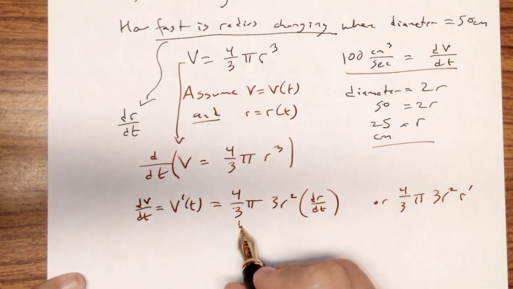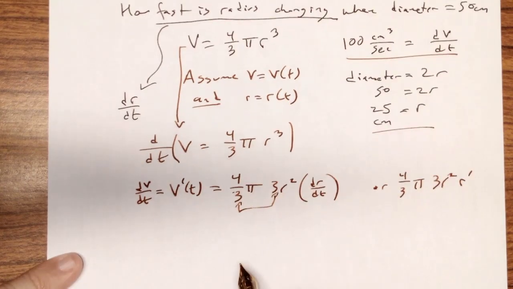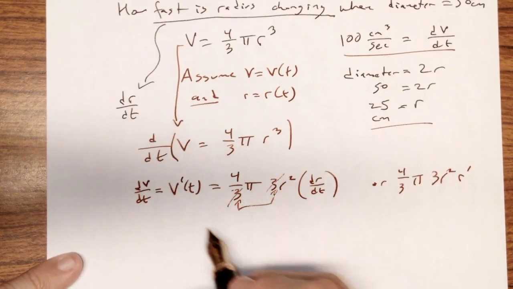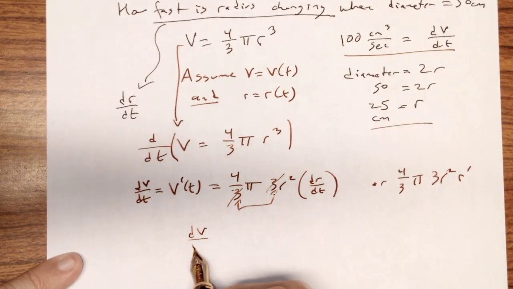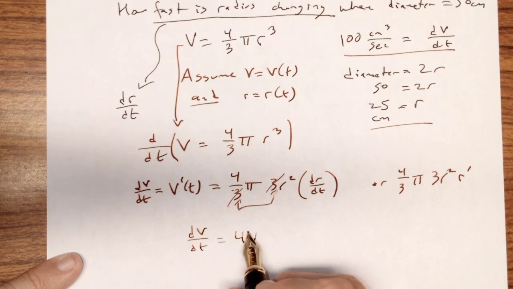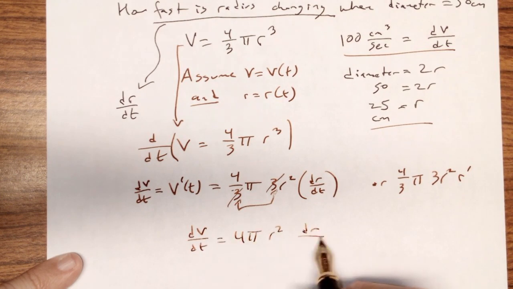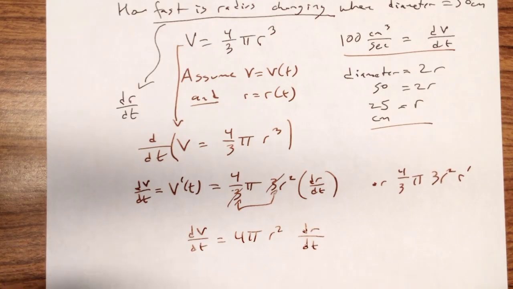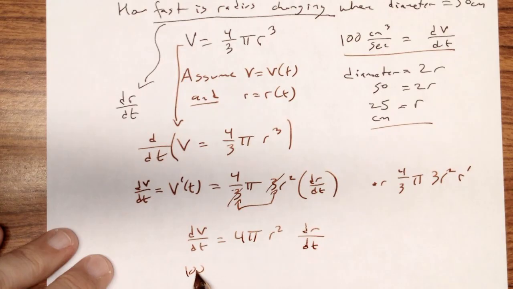Before I do that, I notice this 3 and this 3, they cancel. So really, dV dt was 4 pi r squared dr dt. And now I can put in all the information I know. dV dt is 100. R is 25.